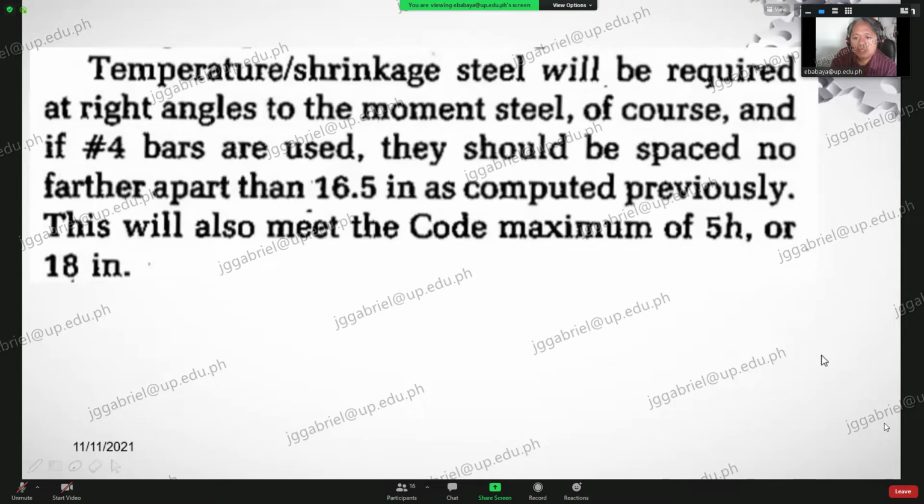Temperature and shrinkage steel will still be required at right angles to the moment steel, of course. If number 4 bars are used, they should be spaced no farther apart than 16.5 inches as computed previously. This will also meet the code requirement of 5h or 18 inches. Okay, did you get that?